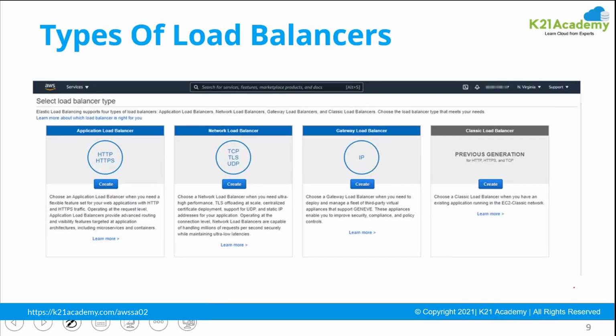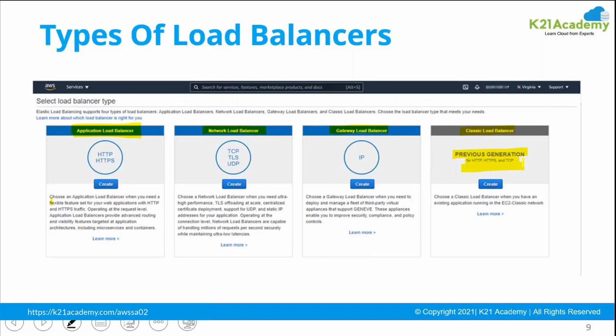One is application load balancer, second is network load balancer, third is gateway load balancer, and fourth one is classic load balancer. This classic load balancer is the oldest load balancer which was there, which was having limited functionalities and was the only load balancer service provided by Amazon, and it was a bundled service, like every service was provided on this particular load balancer only.